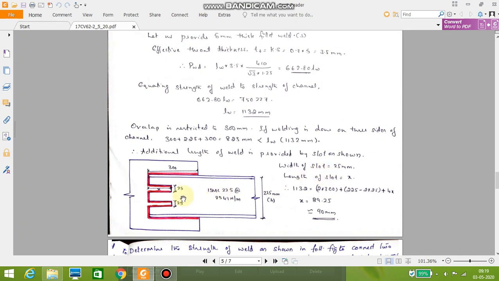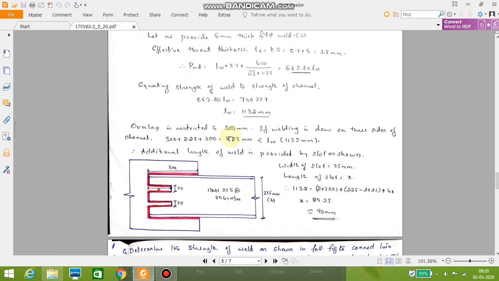Now the width of the slot, let us provide as 25 mm. 25 is the width of the slot. Therefore the length of the slot x: 1132 is the total length, which is equal to 300 into 2 at the top and bottom, plus 225 minus 25 twice, plus 4 into x. Let this be x. So upon calculation we get x equal to 90 mm. So 90 mm is this particular distance. This is how we accommodated 1132 mm in the form of slots.